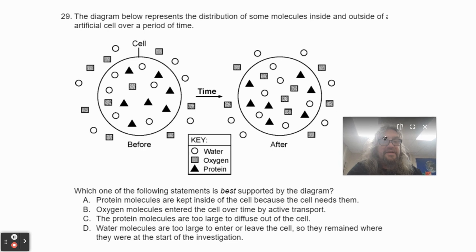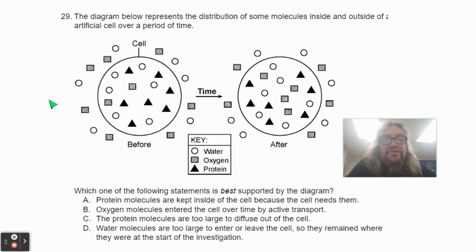Question 29. I knew this would come in. This classic question. The diagram below represents the distribution of some molecules inside and outside of an artificial cell over a period of time. All right, so here's the cell. You've got circles are water, squares are oxygen, triangles are protein. Okay, here's the before and here's the after.